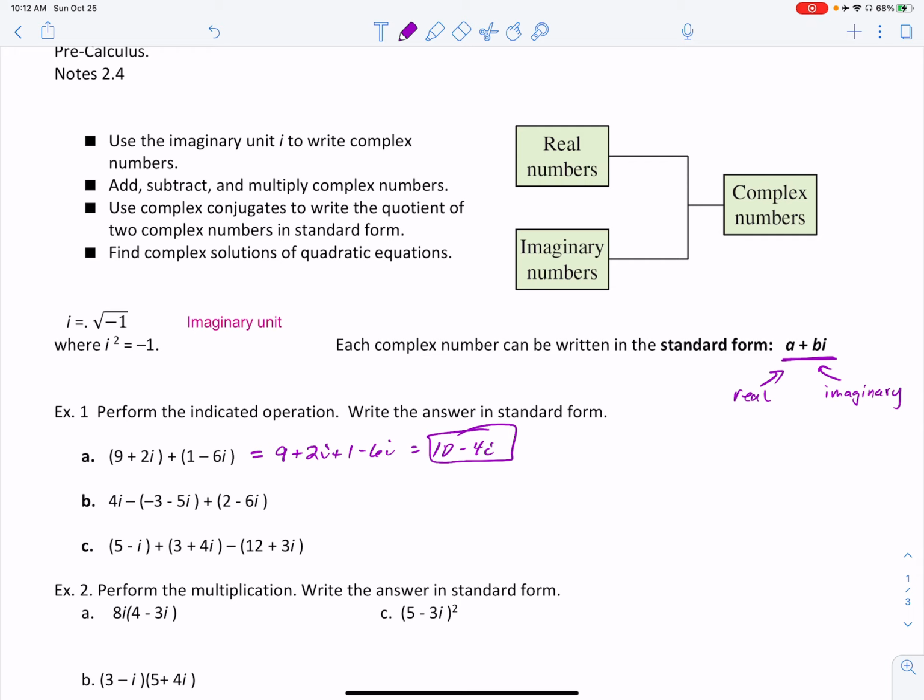In the second one, when you distribute the negative, you have 4i plus 3 plus 5i. Then we're adding, so just drop the parentheses, and you're just collecting like terms. So we have a 4i, a 6i, a 5i, and a minus 6i, so we get 3i. Then we have 3 and 2, which is plus 5, but we can't leave it in that form. You need to write it in standard form, so it needs to be 5 plus 3i.